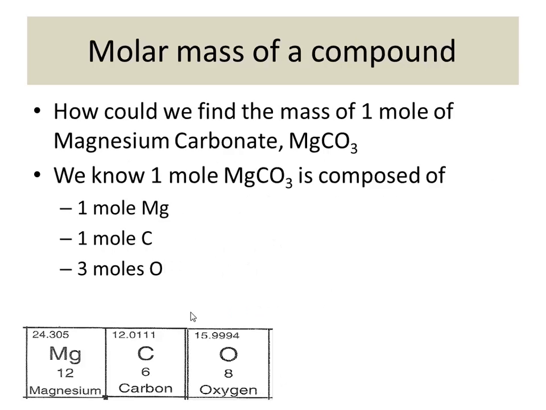To find the molar mass of a compound, this is something you guys are going to want to write down. You don't have to write down the Mg, C, and O because that's given to you in your periodic table. How to calculate the molar mass of a compound. So our compound here is magnesium carbonate, MgCO3. For every mole of MgCO3, it is made of 1 mole of magnesium, 1 mole of carbon, and 3 moles of oxygen. And we can figure that out from looking at this formula, MgCO3.